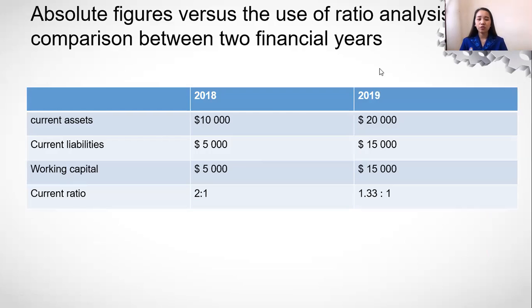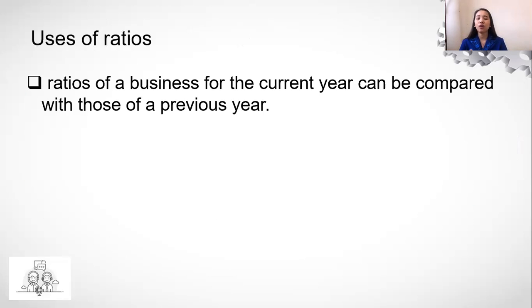Absolute figures versus the use of ratio analysis for comparison between two financial years. This is 2018 and this one is 2019. In 2018, we can find current asset, current liability, and working capital: 10,000, 5,000, and 5,000. In 2019: 20,000, 15,000, and 15,000. From here, we can find the current ratio is 2 compared to 1, and for 2019 it is 1.333 compared to 1. It's totally different. So there is a use of ratio.